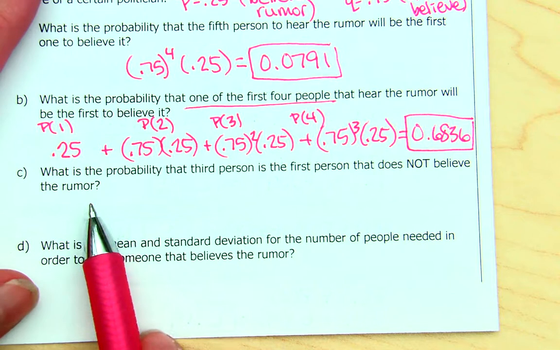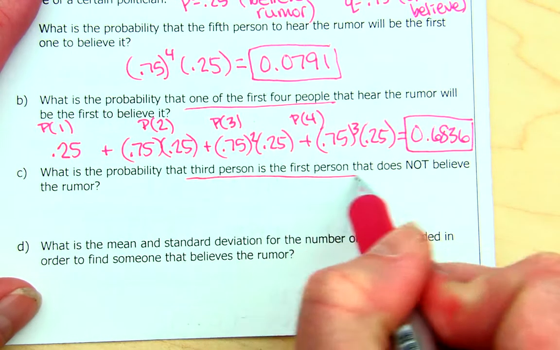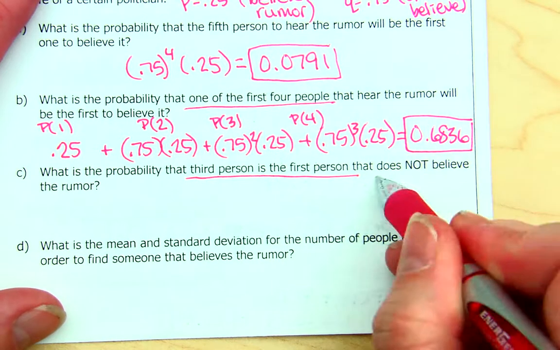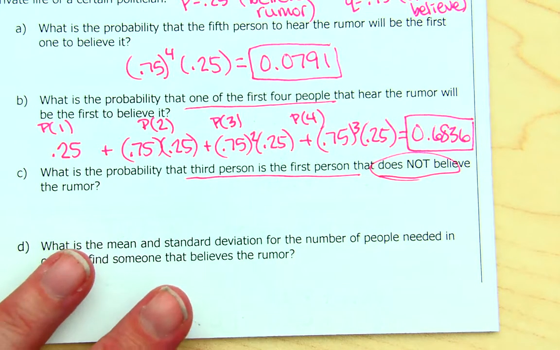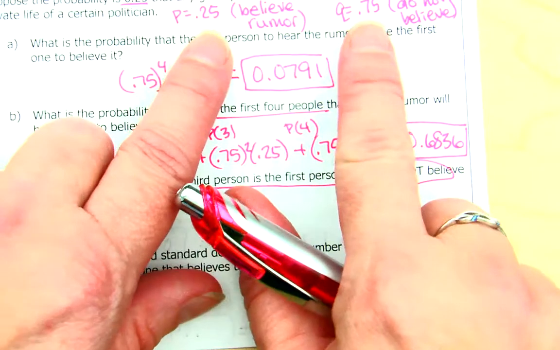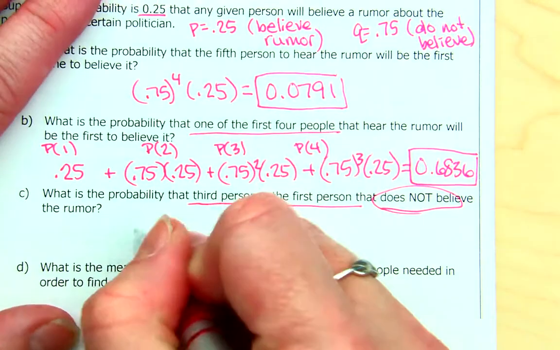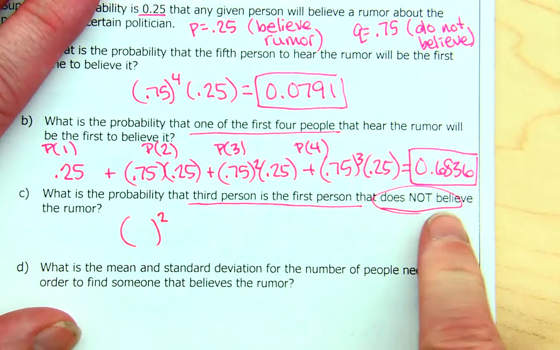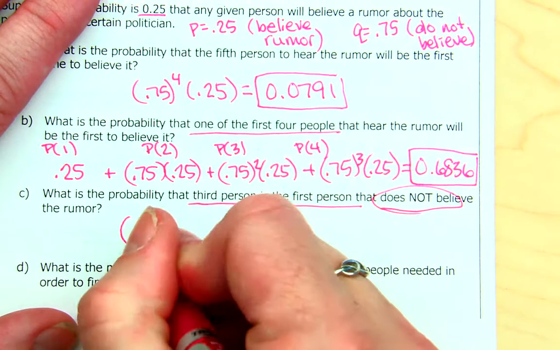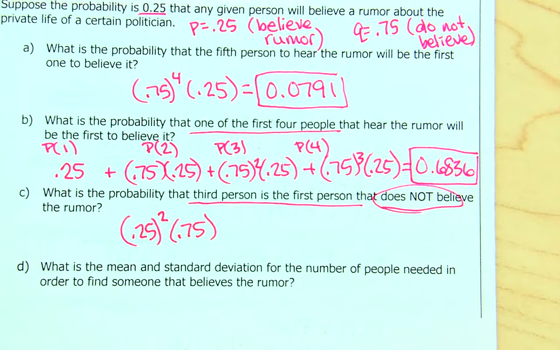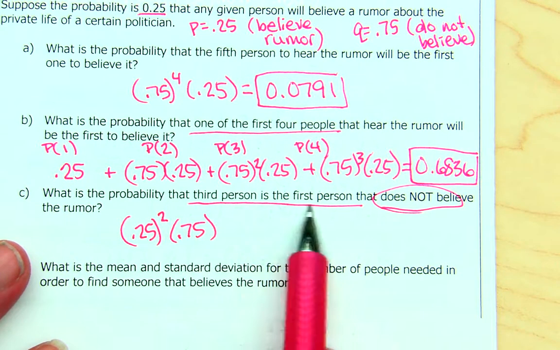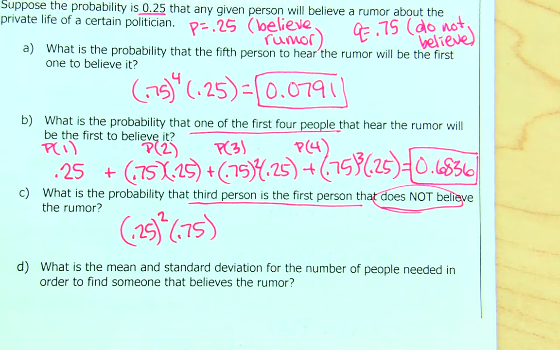Okay, part C. What is the probability the third person is the first that does not believe? So now we have 4 people that do believe it, or 2 people that do believe it, and the third one doesn't. So see how these switched? So we have 2 people that believe the rumor, and the third one did not. So that's where you're having to be careful about reading the problem. You can't just go, third person is the first. I know how to do that. Read all of it.